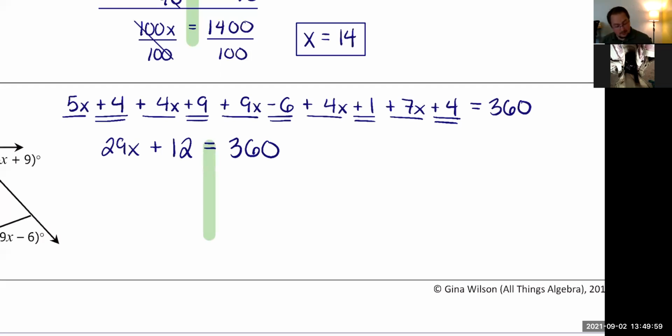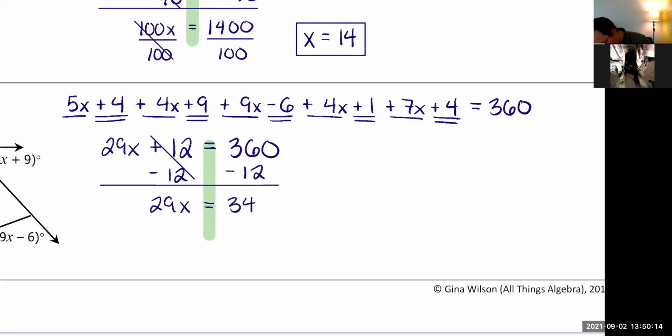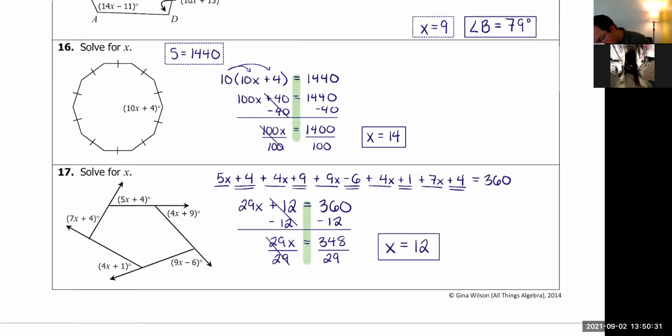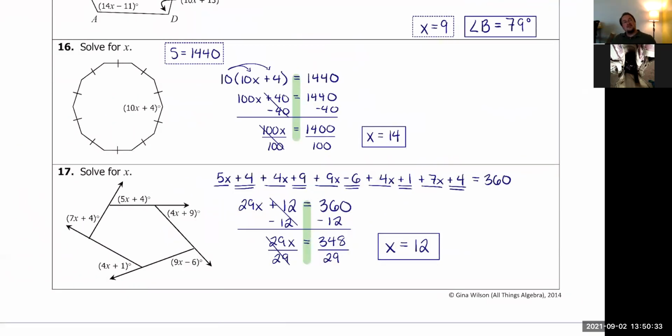Go into solving this two-step equation. Subtract 12 from both sides. 29x equals, I think I heard 348. Divide both sides by 29. X equals 12. And was that what I was asking for? Good. So we're done.